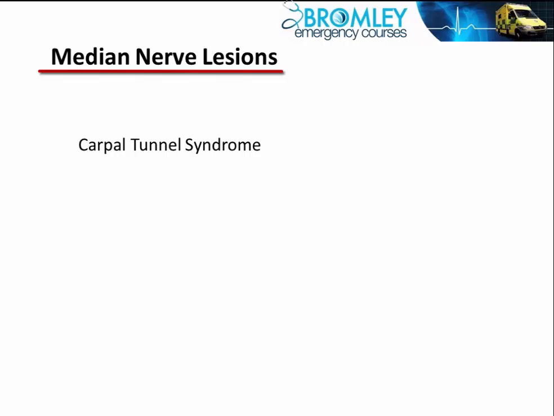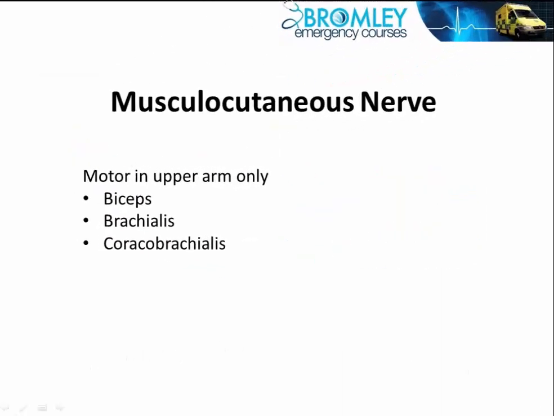radial, median and ulnar. But probably the commonest source of median nerve problems is carpal tunnel syndrome, and we're going to look at that later when we get to the wrist and the hand, and that's where you get compression of the median nerve, and that's really the main median nerve lesion.